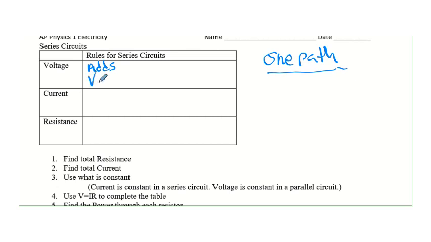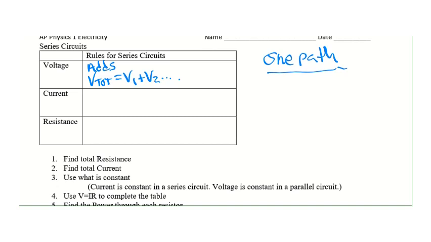That means that the total voltage drop across the entire circuit is equal to the voltage drop across the first resistor plus the voltage drop across the second resistor, and so on for however many resistors that we have.